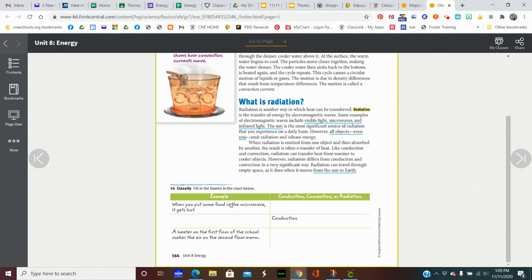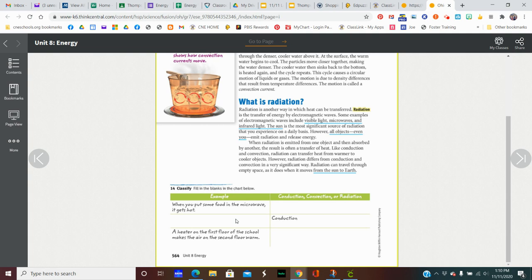All right, so putting food in the microwave, microwave's a big hint there. Microwaves would be radiation. An example of conduction, well, you could have come up with several, but anything where it's direct contact. So like if you put on gloves and your hands are cold, then that would be an example of conduction.